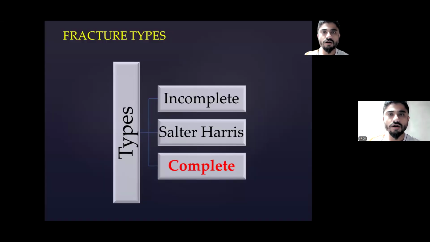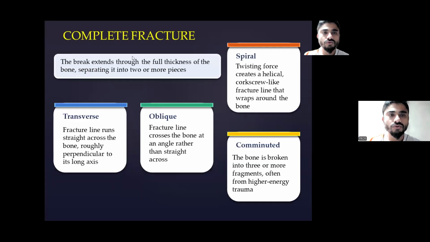Now we'll move on to the complete fractures. In complete fractures, both the cortices are broken. So what are the complete fractures? Basically the break extends through the complete thickness of the bone, separating it into two or more pieces. Both the cortices are involved, the concave side as well as the convex side.